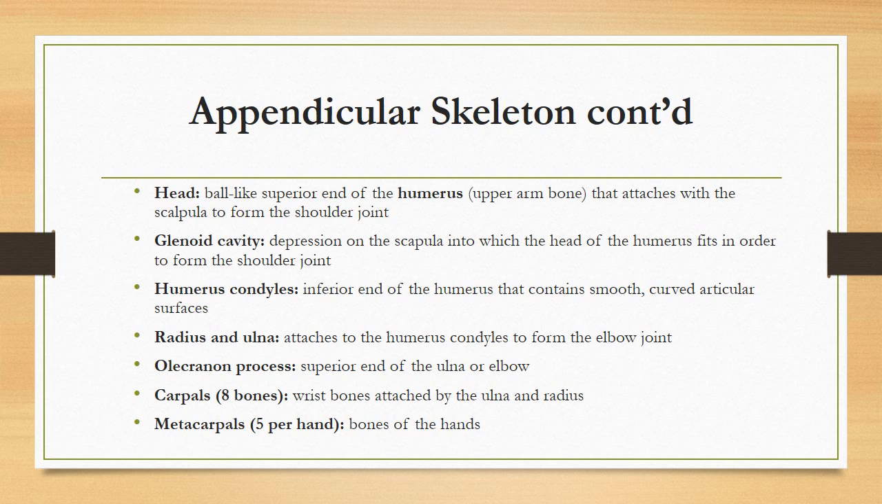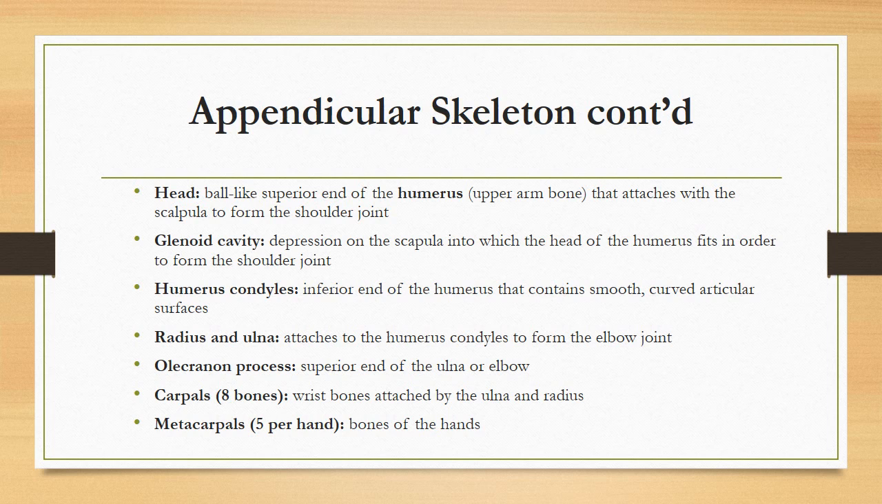Radius and ulna, which we previously talked about in one of my shows. And of course, your radius is on the right side, your ulna is on the left. When you go to the doctor and they're trying to get your pulse, that's on your radius. And it attaches to the humerus condyle to form the elbow joint. Your olecranon process is the superior end of the ulna, or elbow. Your carpals, 8 bones, are your wrist bones attached to the ulna and radius.